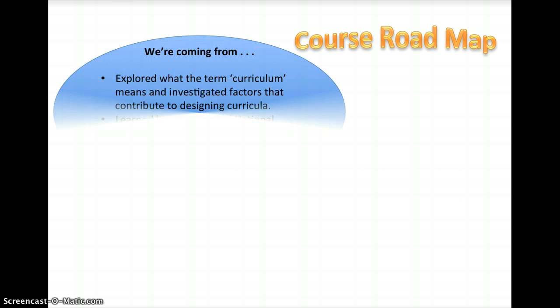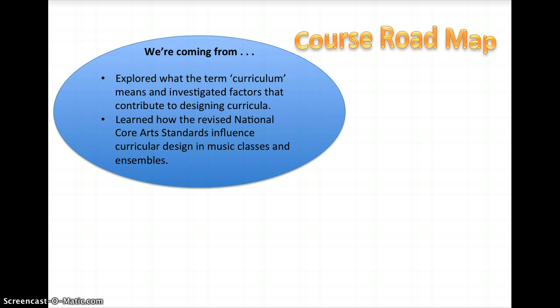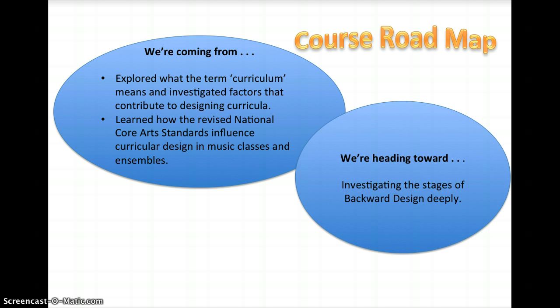In the introductory unit, we explored the many ways curriculum is defined, and we investigated factors that contribute to designing curricula. In Unit 1, we learned how the revised National Core Arts Standards influence curricular design in music classes and ensembles. We'll take all of that understanding with us into Unit 2. In this unit, we'll investigate the stages of backward design deeply so that we can prepare to apply that process to our own teaching contexts in Unit 3 and book club meetings.